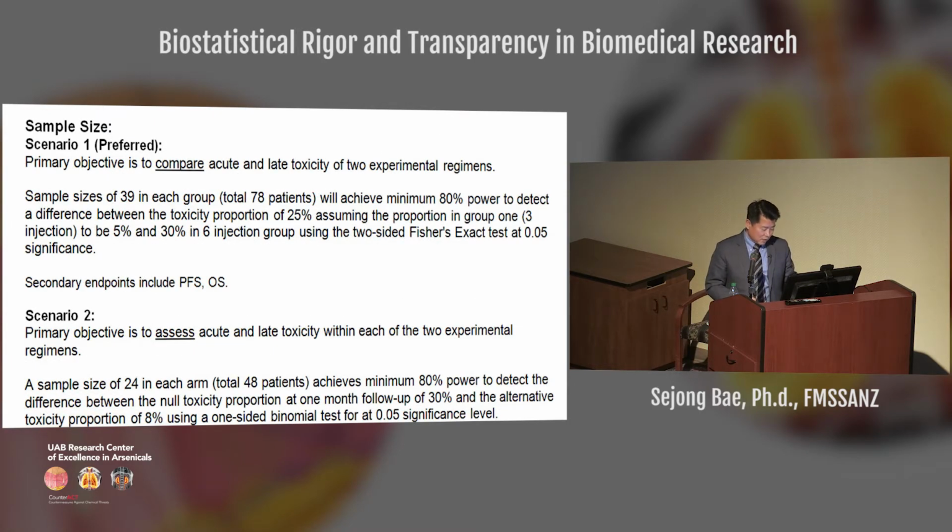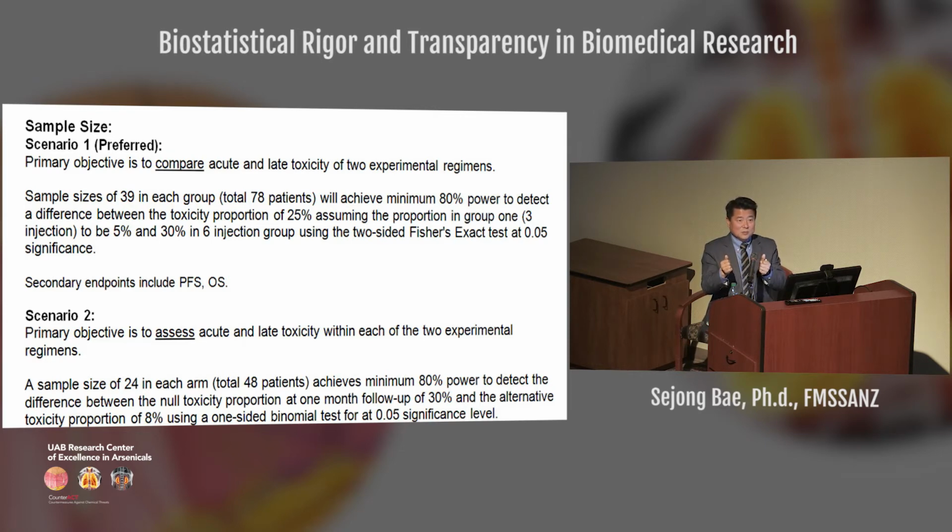Here is one example that I had to convince the cancer center investigator. Scenario 1 is the investigator wanted to have a head-to-head comparison on the 2 treatment arms, comparing the toxicity of the two drugs. However, the budget that he had from the company only allowed to assess up to 50 patients. So, but he could not afford the 78 patients.